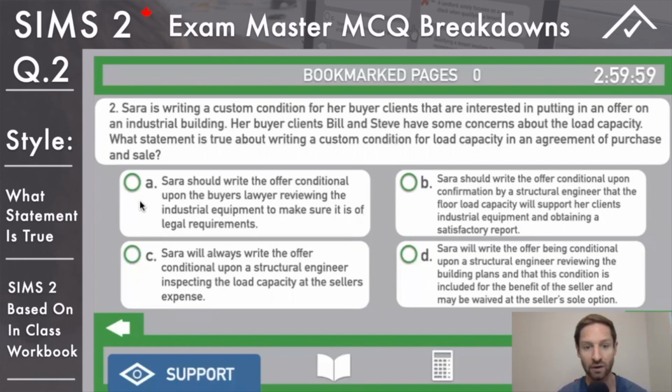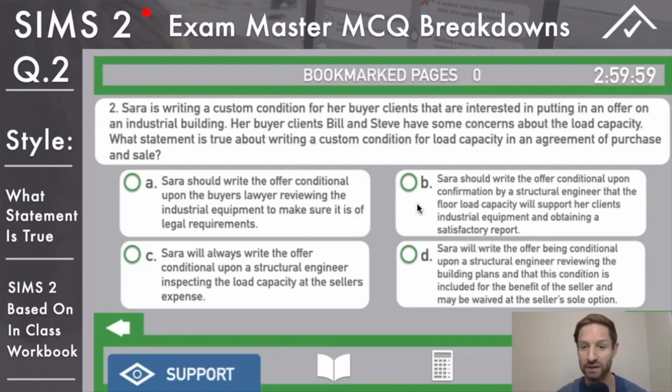Sarah should write the offer conditional upon the buyer's lawyer reviewing the industrial equipment to make sure it is of legal requirements. Okay, so the buyer's lawyer would not be performing such a task, if you know what I mean. So you could definitely eliminate that in your mind, although it sounded like a fast, good answer.